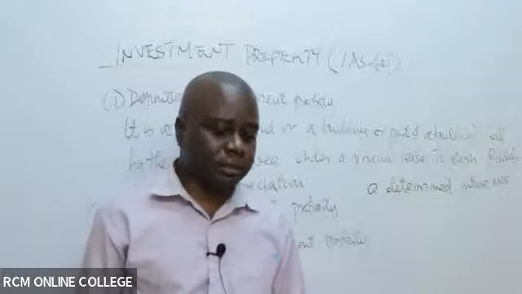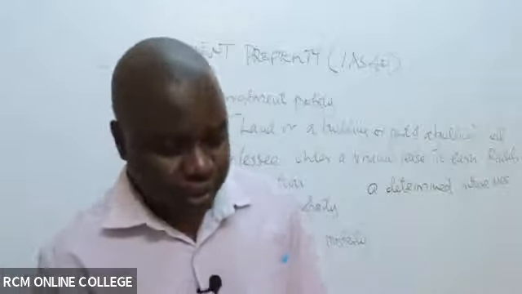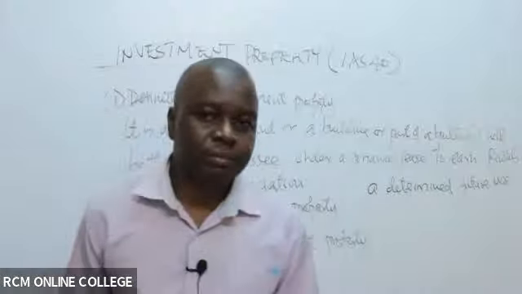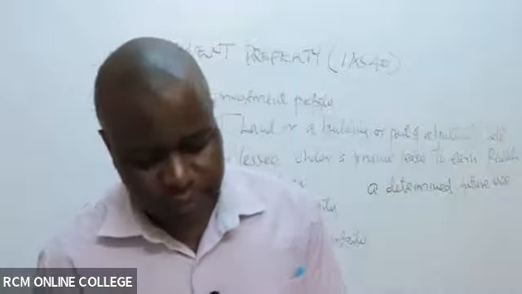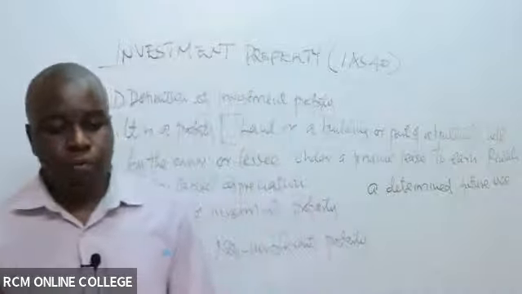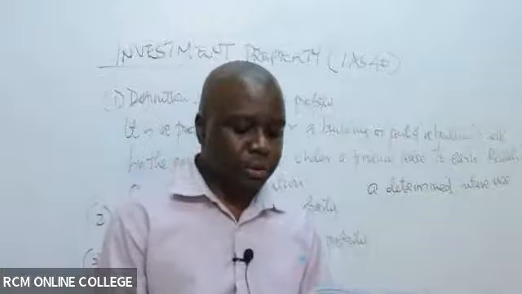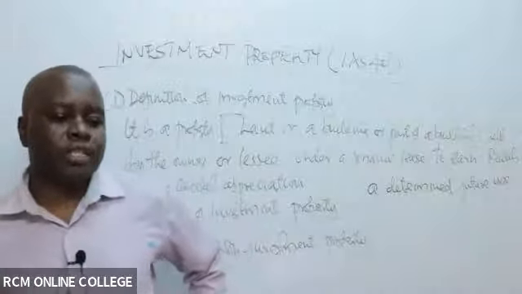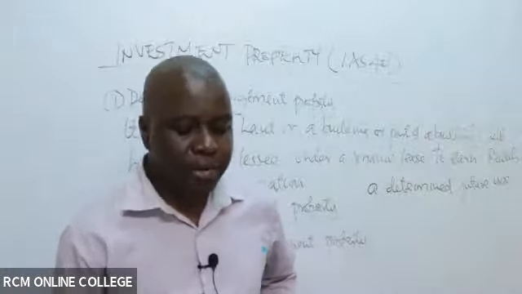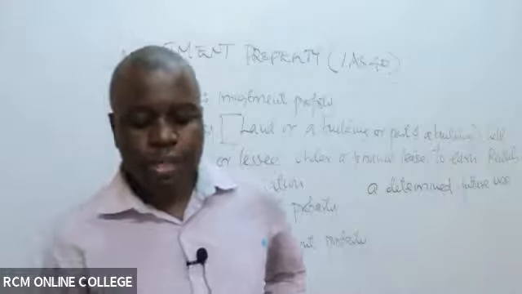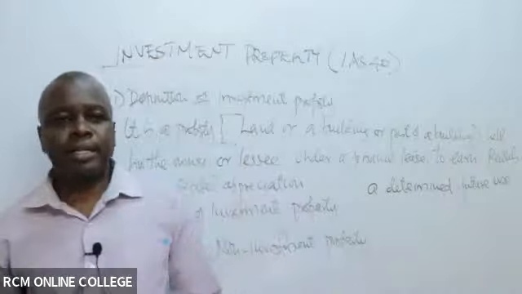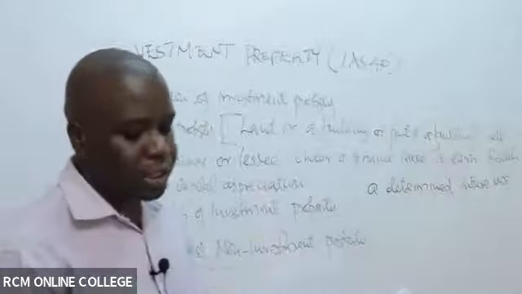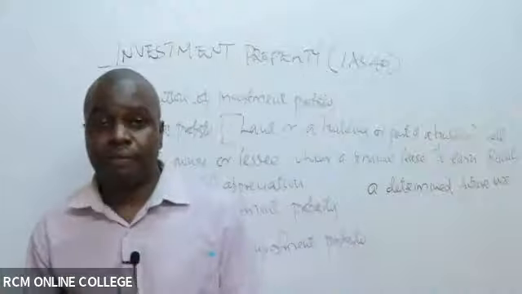Number one, property used for production or supply of goods or services. If you have a property and you are using it for production or supply of goods or services, then it cannot actually be considered to be an investment property.